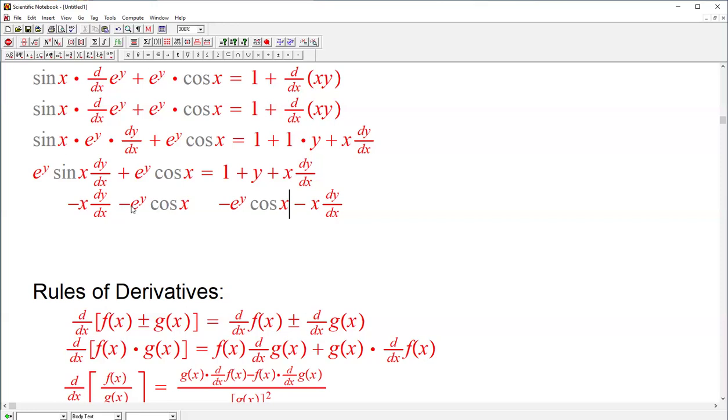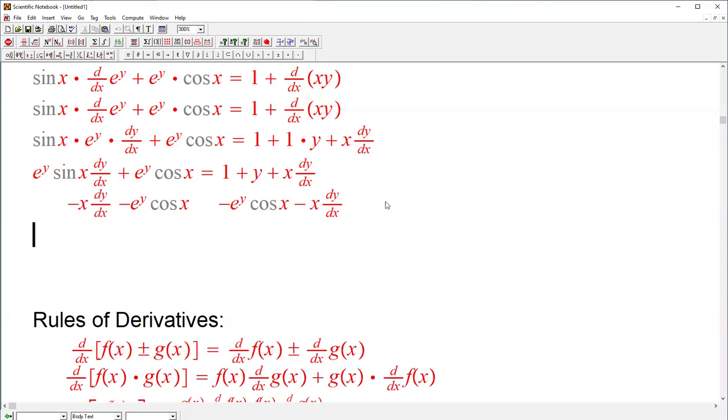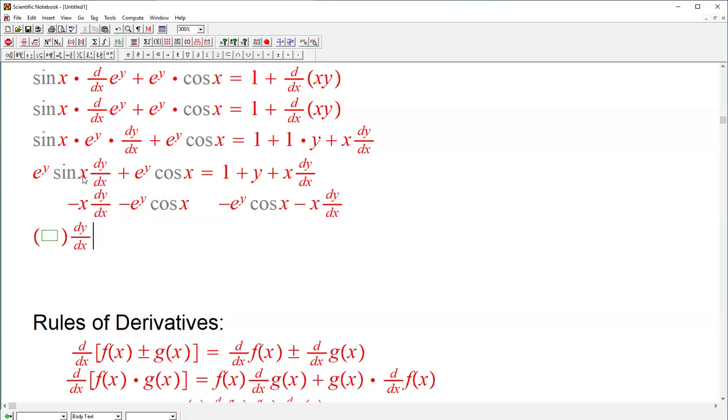Subtract the same thing on both sides. Mathematical principle number 3, right? Adding or subtracting the same thing on both sides of the equation. So subtracting the same thing on both sides, and the consequence on the left-hand side, right? Once again, we're going to factor out the dy dx. So dy dx is factored out.